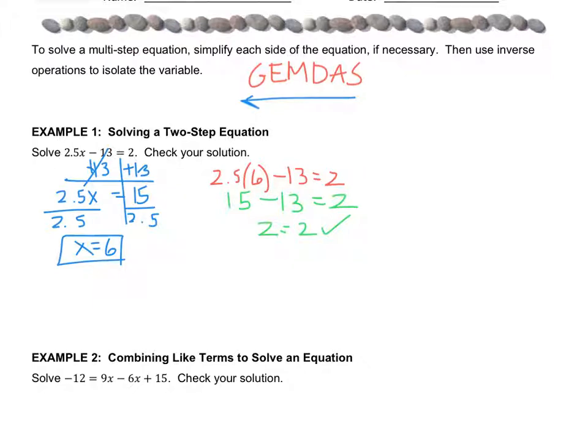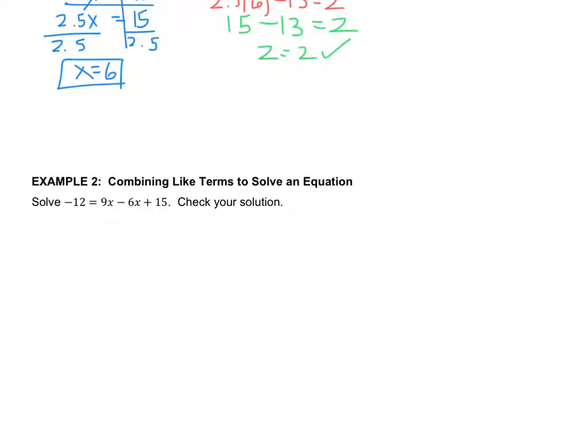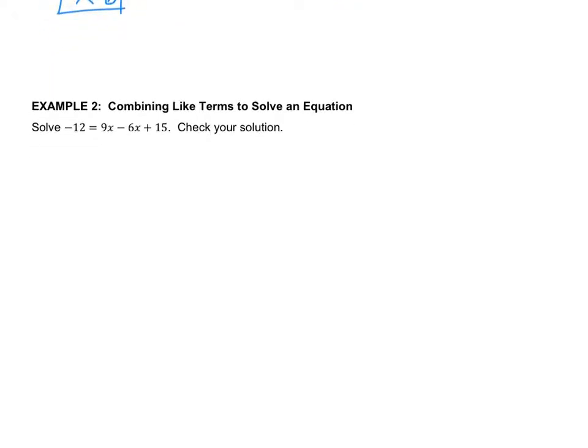Check mark, move on. Now, in the very beginning, I said that you have to simplify each side if necessary first. And this is an example of that. If you notice right here, on this right-hand side of the equation, in example 2, I have these things called like terms. Like terms have the same variable and exponent. So I've got a 9x minus a 6x. So the first thing that you do before you even consider inverse operations is you combine those to say 3x plus 15. And then you bring down negative 12. So you simplify the equation first.